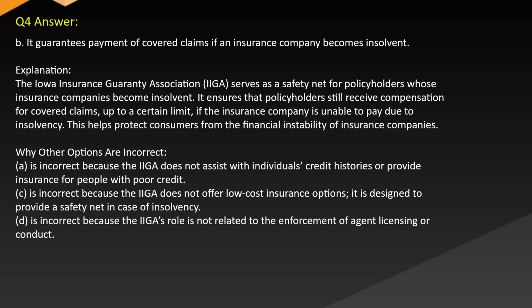While the other options are incorrect, A is incorrect because the IGA does not assist with individuals' credit histories or provide insurance for people with poor credit. C is incorrect because the IGA does not offer low-cost insurance options. It is designed to provide a safety net in case of insolvency. D is incorrect because the IGA's role is not related to the enforcement of agent licensing or conduct.